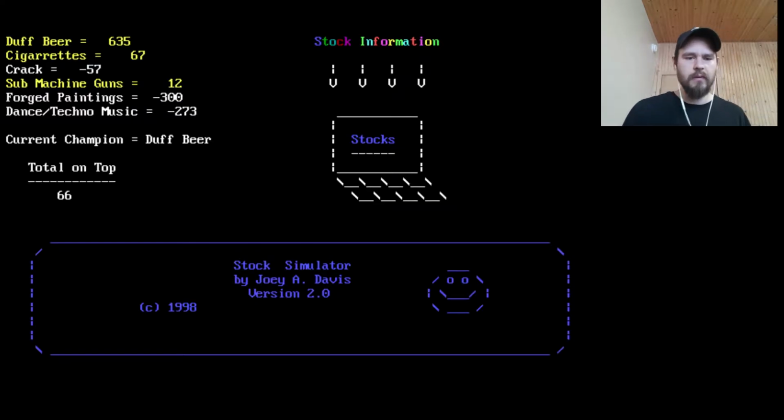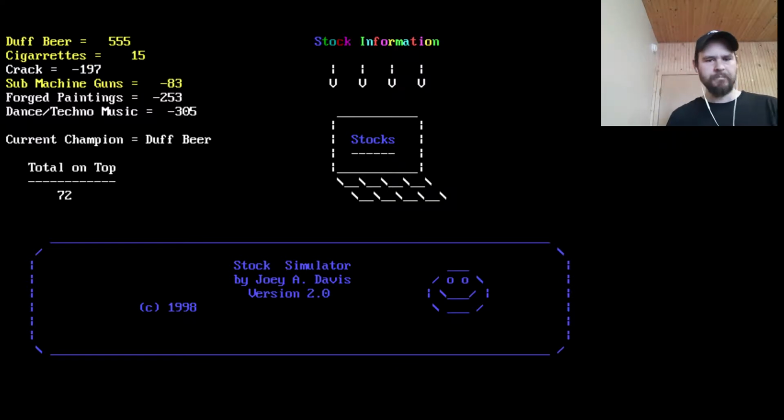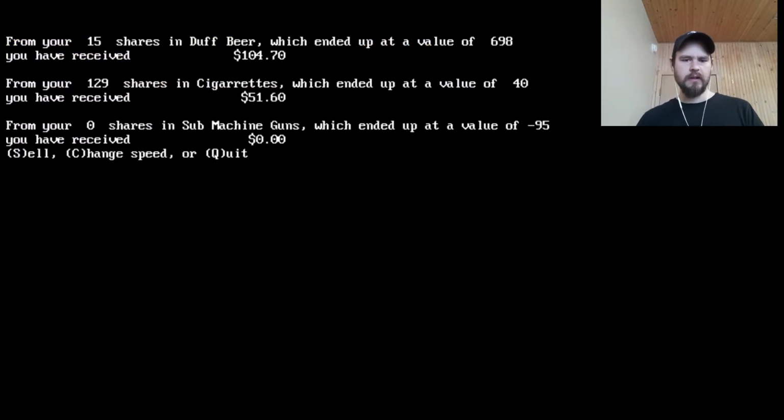Oh, was it negative? I wonder if it was negative. Okay, so this keeps going, keeps going, keeps going. From my 0 shares in submachine guns, I received $0. So, okay, I even went up a little bit in Duff Beer because it was at 666 last time, and now it's at 698. So anyway, that's fine.